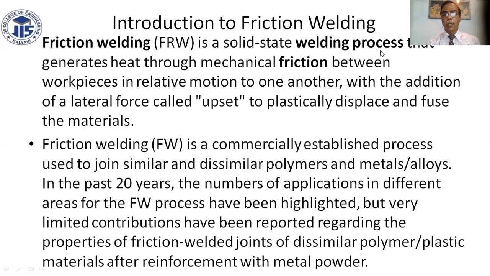Friction welding is a commercially established process used to join similar and dissimilar polymers, metals, and alloys. In the past 20 years, the number of applications in different areas for friction welding processes has been highlighted, but very limited contributions have been reported regarding the properties of friction welded joints of dissimilar polymer plastic materials after reinforcement with metal powder.